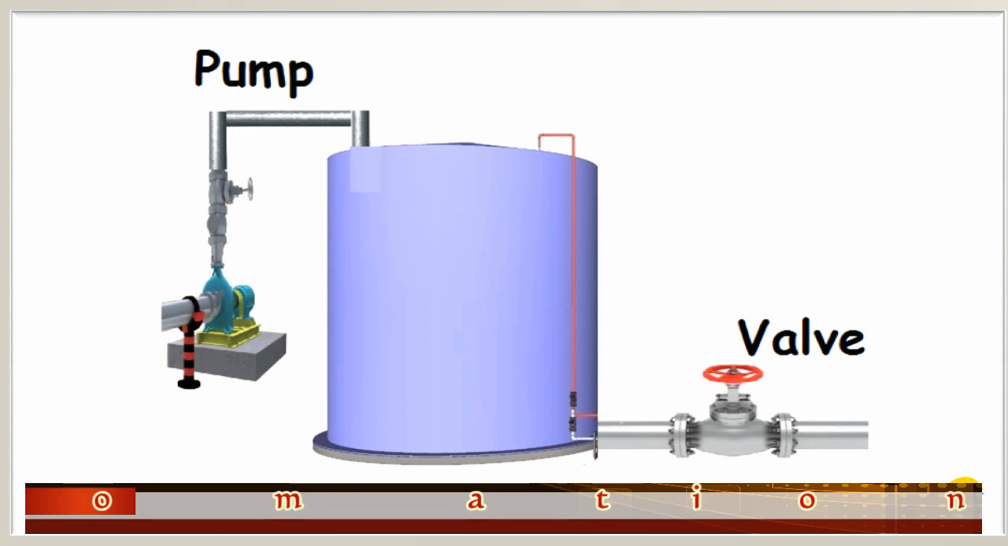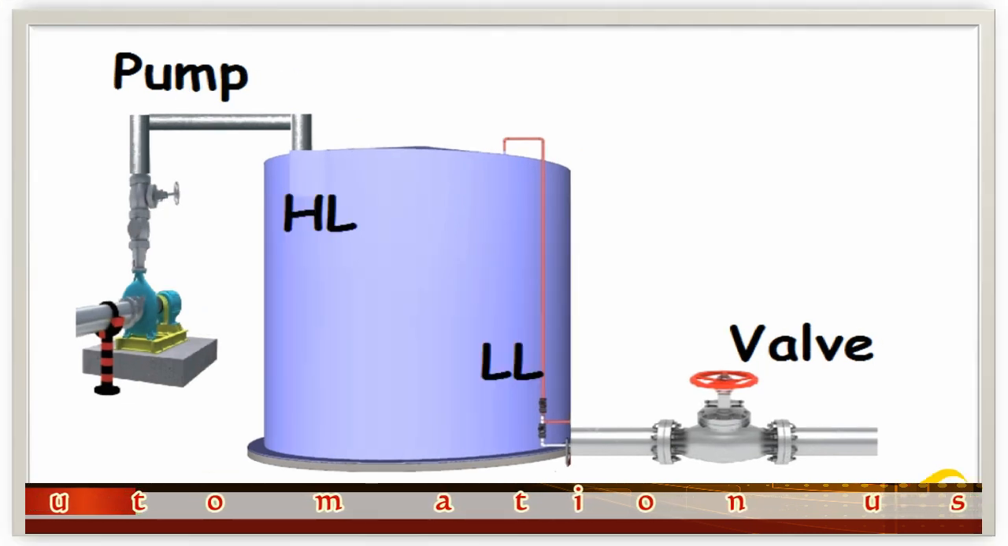Everyone, our next industrial application, we are going to automate the oil level in the tank. What we have here in the picture, we have a pump which fills the tank, and we have a discharge valve that takes out the water from that particular tank. Apart from it, we have high limit and low limit float switches to sense whether the level is at high level or low level.